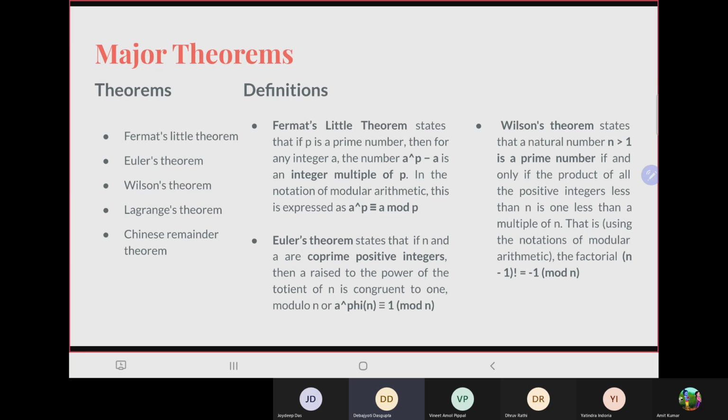Euler's theorem. So if A and N are co-prime integers. So what is a co-prime integer? Co-prime integer basically means that the GCD of A and N should be 1, right? Basically they don't have any common factor. So both don't need to be prime.